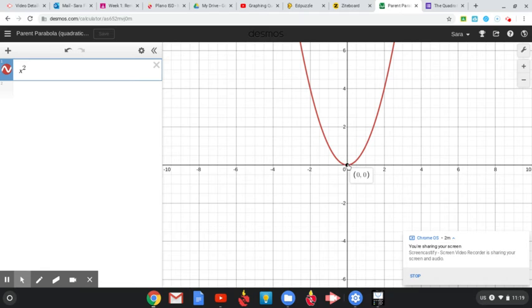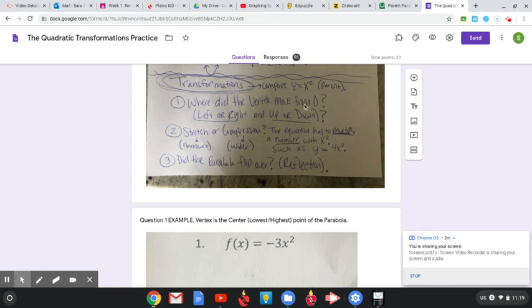So the vertex is the center of the parabola. The vertex is the what? Very good, center of the parabola. Now the vertex is going to be either at the lowest point or it could be at the highest point if we flip this parabola upside down. So here the vertex is at the lowest point, and we call that a minimum when it's at the lowest point. Okay, so where did the vertex move from 0? Did the vertex move left or right, up or down?